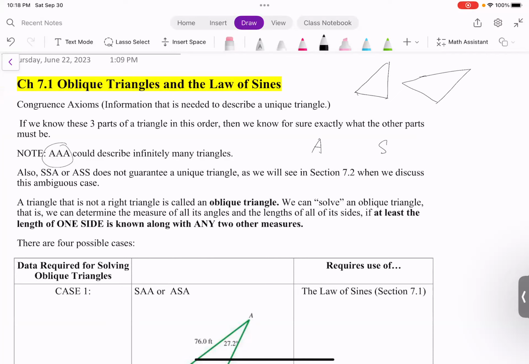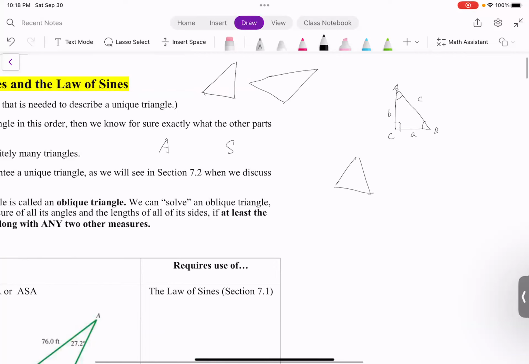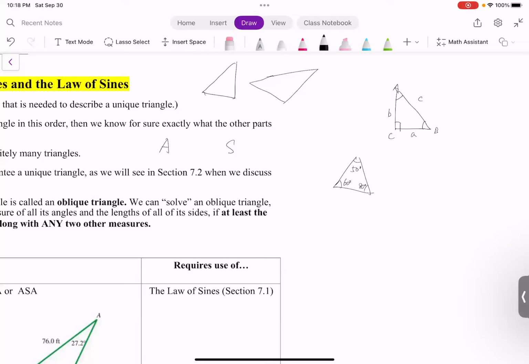So suppose I know the three angles of an oblique triangle, for example, this one is 60, this one is 50, and another one is 80 degrees. That's not correct, I should say 70. Okay, if I have this triangle with the measures of the three angles, can you solve this triangle?